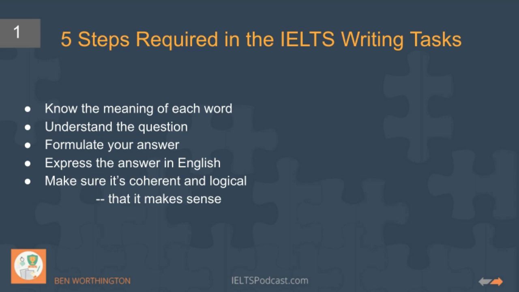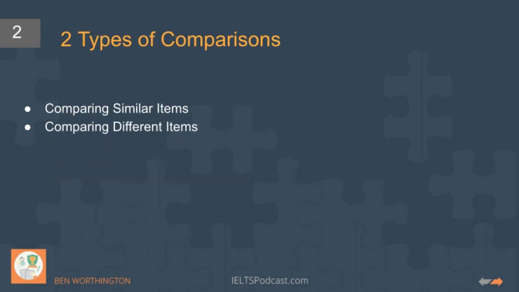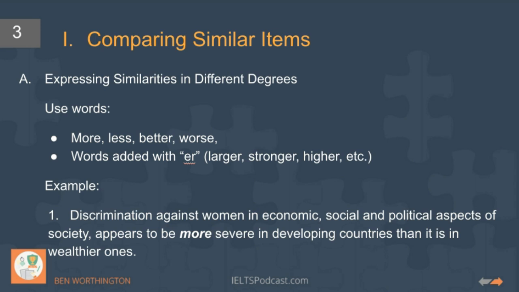So let's go. When we're doing the writing task, obviously we need to know the meaning of each word, we need to understand the question, formulate our answer, express the answer in English, and make sure it's coherent and logical, i.e. it basically makes sense. So let's have a look at the two types of comparisons. First one, we're going to be comparing similar items, and the next one we're going to be comparing different items.